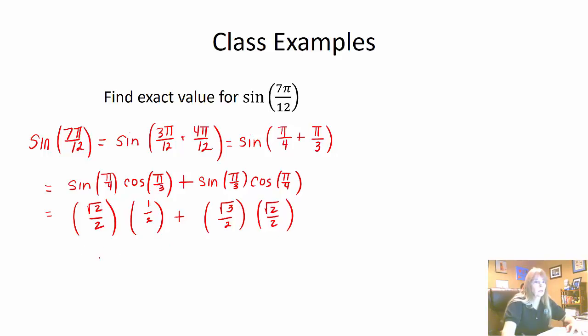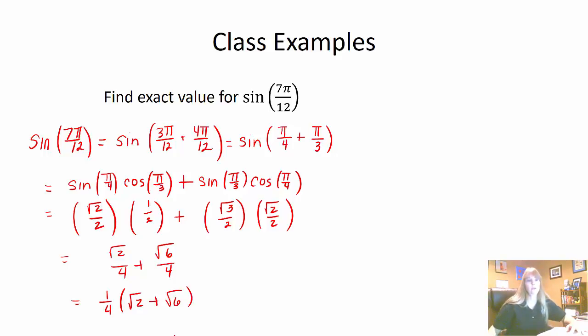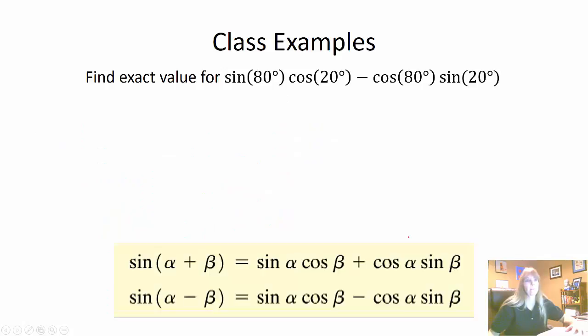Okay, so as you're going to see, square root of 2 over 4 plus square root of 6 over 4, or 1/4 square root of 2 plus square root of 6. All right, using the formula. And I will mention, you might say, but hey, you flipped those because the formula says cosine sine. I just always use the same order because that's being multiplied, so the order doesn't matter.